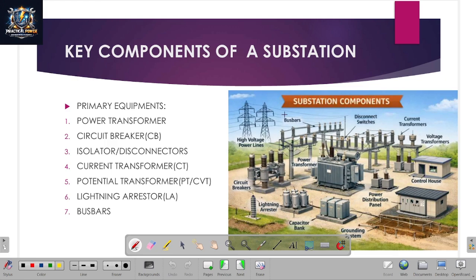The incomers are connected to the bus bar, the incomer bus bar. So these are the primary components or equipment of the substation.